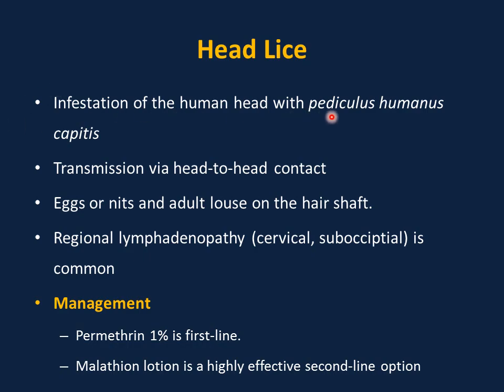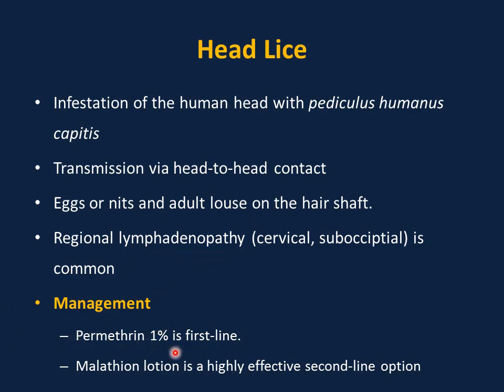Head lice. Infestation of the human head with Pediculus humanus capitis is very distressing to the child, especially in school. Transmission is via head-to-head contact, like wearing hats and sharing helmets. Eggs or nits and adult louse on the hair shaft can be seen. Regional lymphadenopathy also can develop.